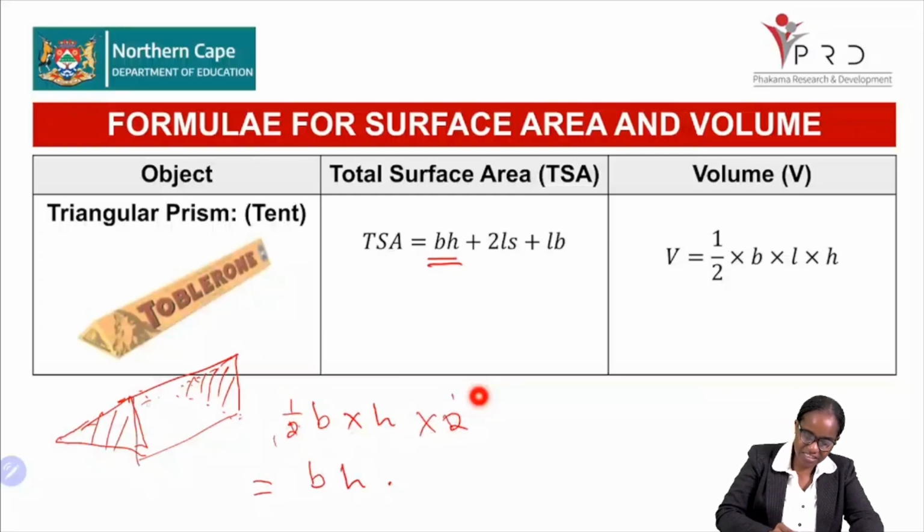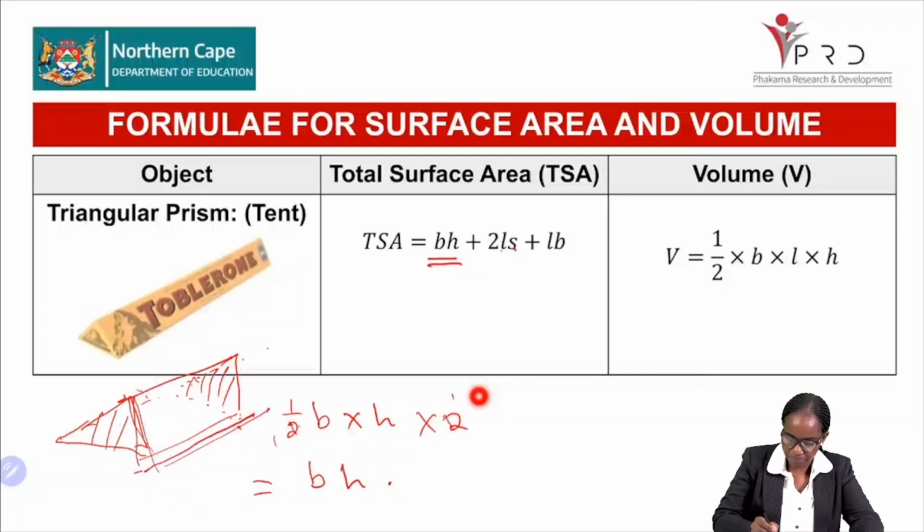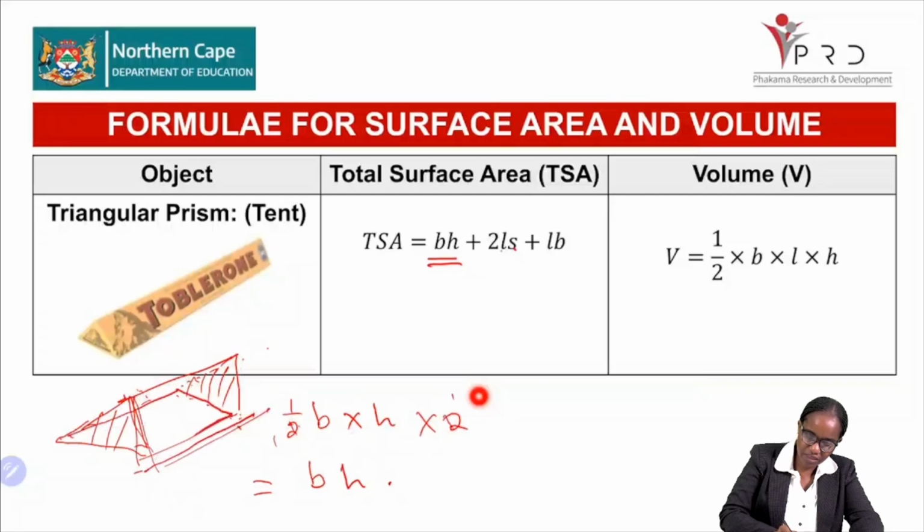Then we have these rectangular faces. This one gives us the length and the side, the slanting side. So these 2 are rectangular in nature. They give us the length times the side, so the length times the side times 2, because there are 2 of them. Then we have the base of the triangular prism. The base of the triangular prism is rectangular in nature, so we are multiplying the length times the breadth.